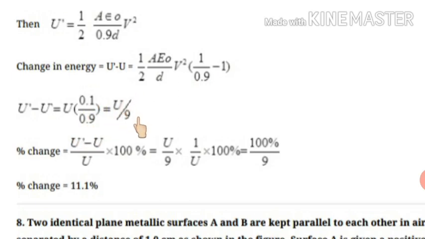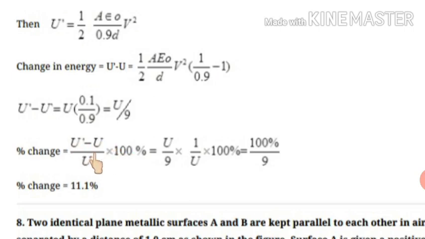So what is the change in energy? It is 1/9 of the original energy. This is how energy will change. We have to calculate the percentage change. Now we know how to calculate percentage change. It is the change in energy upon original energy into 100%.